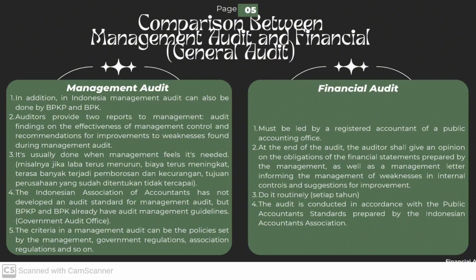Financial audit. 1. Must be led by a registered accountant of a public accounting office. 2. At the end of the audit, the auditor shall give an opinion on the fairness of the financial statements prepared by the management, as well as a management letter informing the management of weaknesses in internal controls and suggestions for improvement. 3. Done routinely. 4. The audit is conducted in accordance with the public accountants standards prepared by the Indonesian Accountants Association.